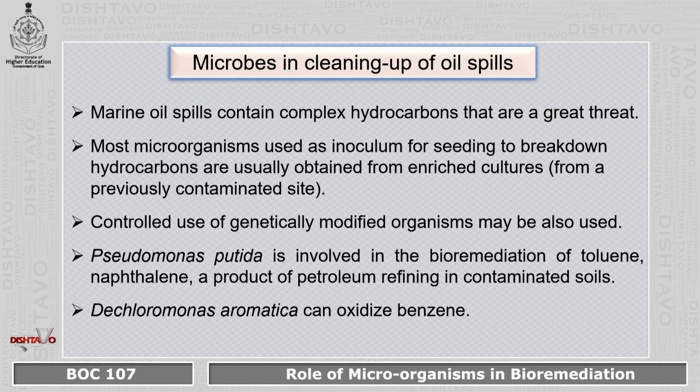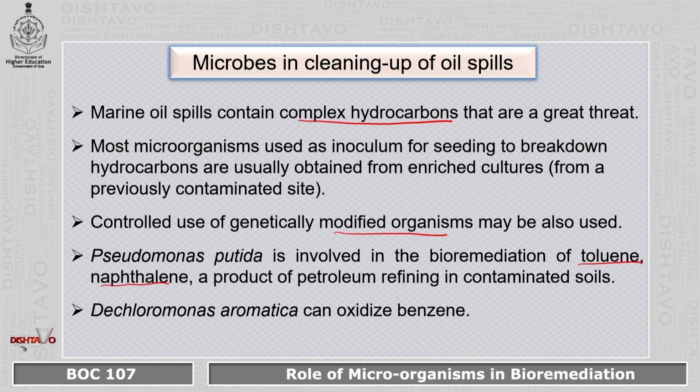The microbes are also used in cleaning up of oil spills. Marine oil spills contain complex hydrocarbons that are of great threat. Microorganisms are used as an inoculum for seeding to break down these hydrocarbons and are usually obtained from enriched culture. This is done through controlled use of genetically modified organisms.